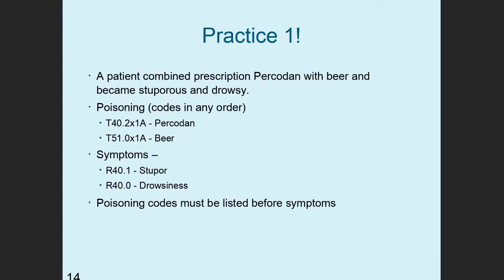So you code the poisoning T40.2X1A for Percodan and then T51.0X1A for the beer. These can be in any order, but you list these first and then do the codes for the symptoms.